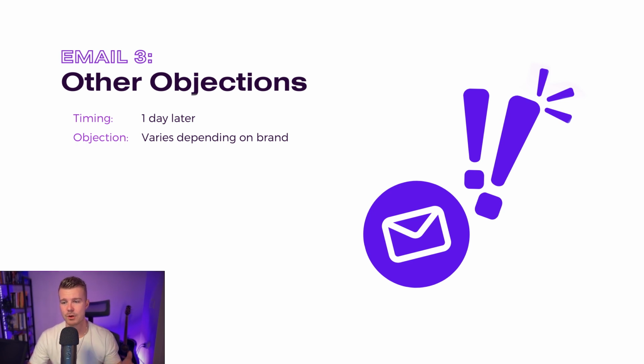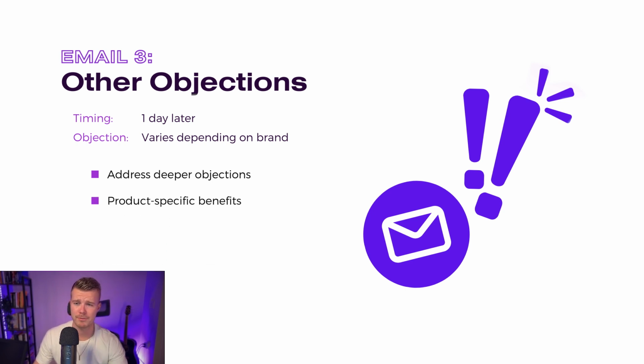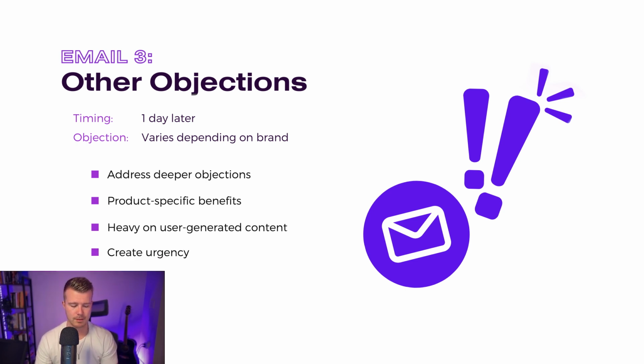So we try to get past that objection that people might have without them even having to reach out and ask about it. So other things you might want to focus on here, you could address deeper objections. You could address product specific benefits if you want to do some segmentation there. You could also be a little bit more heavy on user generated content, or even create a little bit more urgency. This is a 1-day delay, so after that second email, it's 1 day after that one. Again, though, depending on your product, if you have a much longer buying cycle, you might actually want to space that out a little bit more too.